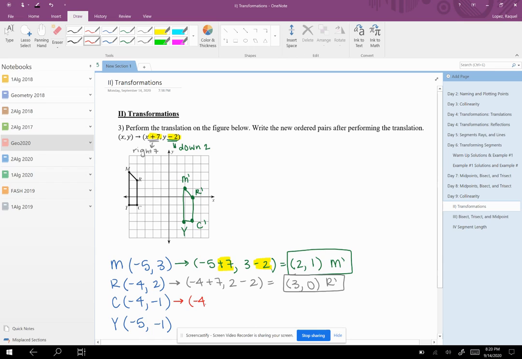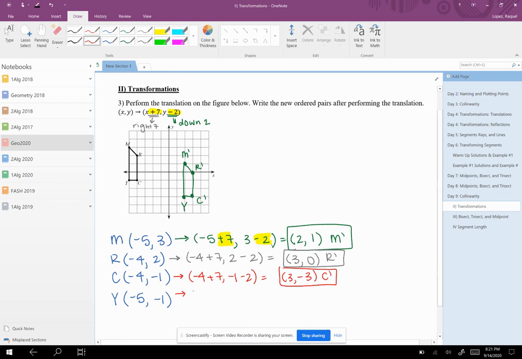And then again, -4 plus 7, -1 minus 2. -4 plus 7, that's 3. -1 minus 2 is -3, so that's going to be C prime. And then for Y, we have -5 plus 7, and then -1 minus 2. So -5 plus 7, that's 2. -1 minus 2 is -3, and that's going to be our Y prime. And so there we go.